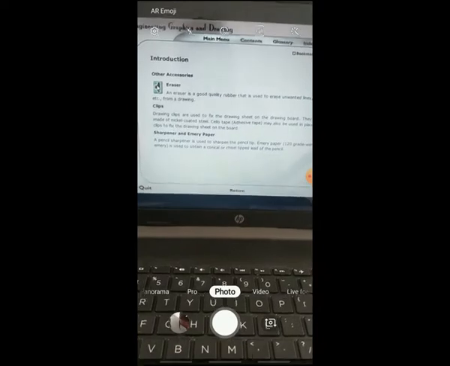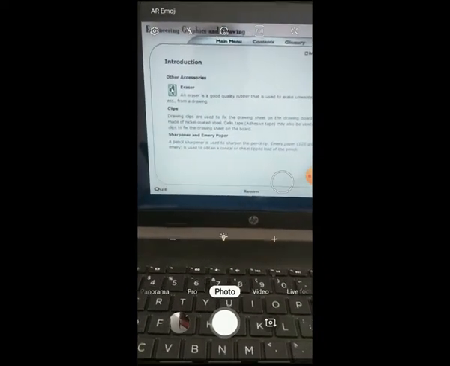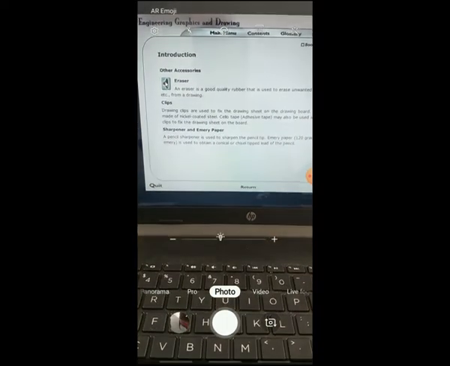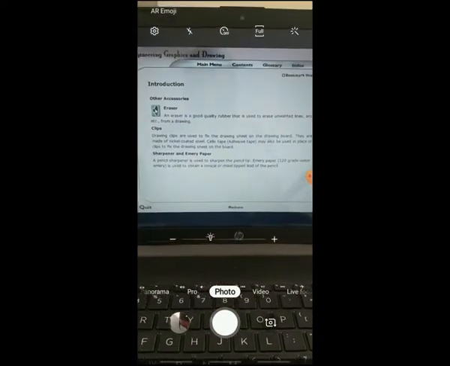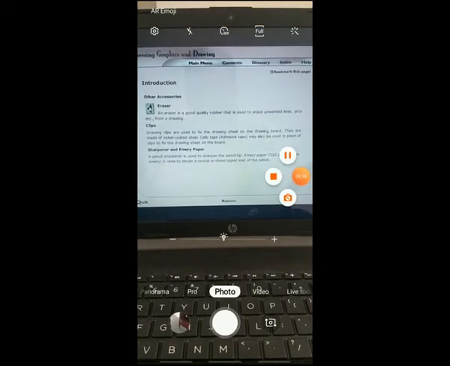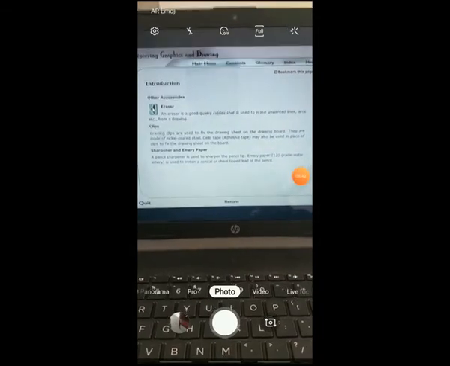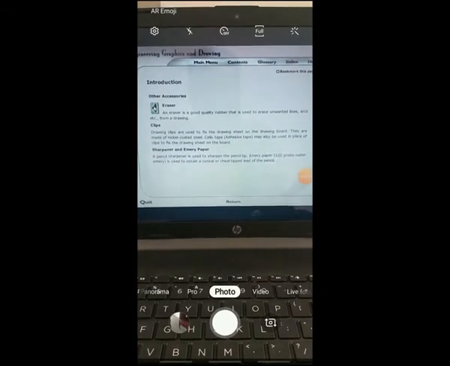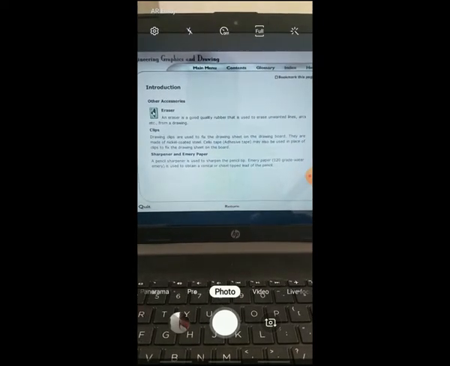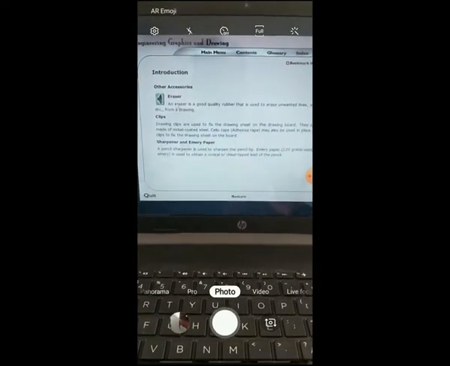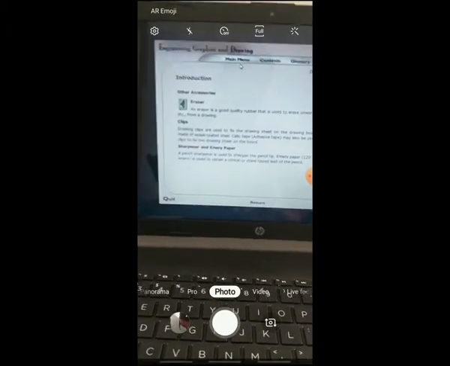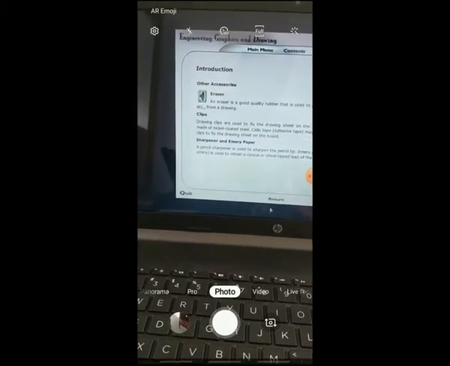Eraser. An eraser is a good quality rubber that is used to erase unwanted lines, arcs, etc. from a drawing. Clips. Drawing clips are used to fix the drawing sheet on the drawing board. They are made of nickel-coated steel. Cello tape or adhesive tape may also be used in place of clips to fix the drawing sheet on the board. Sharpener and emery paper. A pencil sharpener is used to sharpen the pencil tip. Emery paper, 120 grade water emery, is used to obtain a conical or chisel tip lead of the pencil.